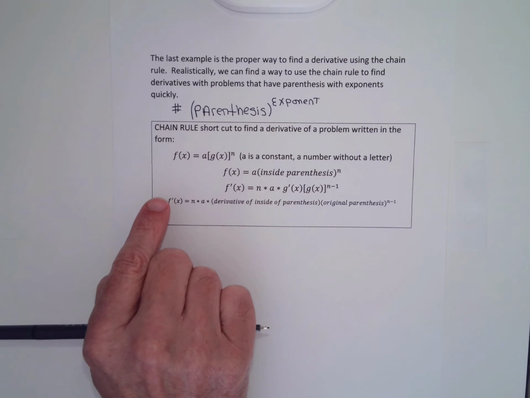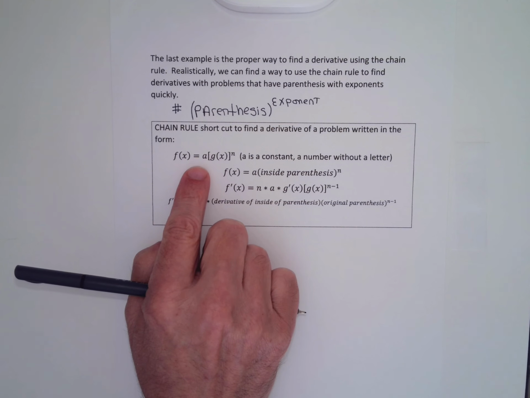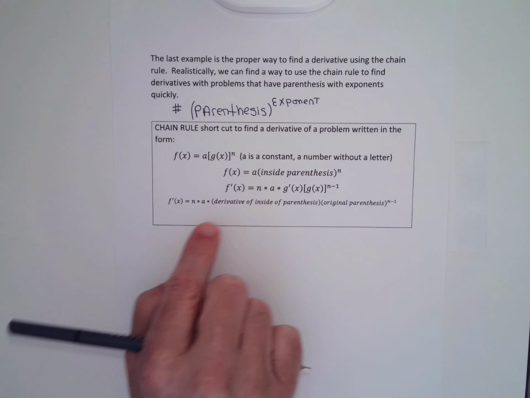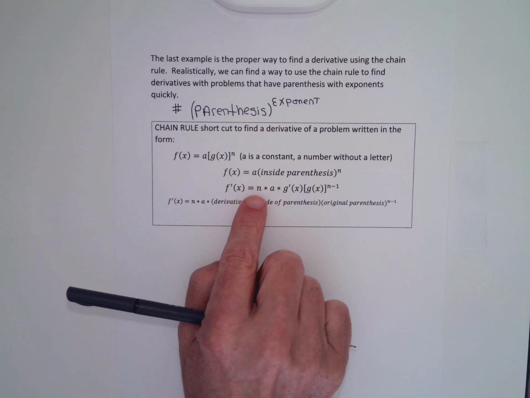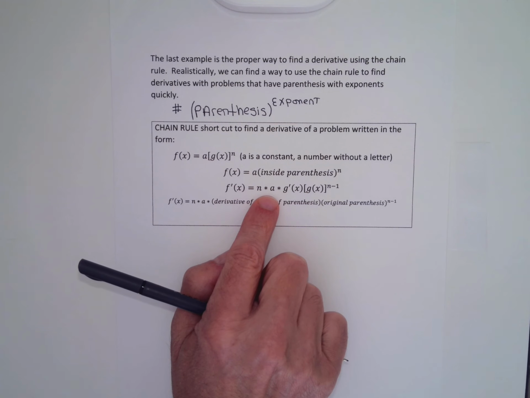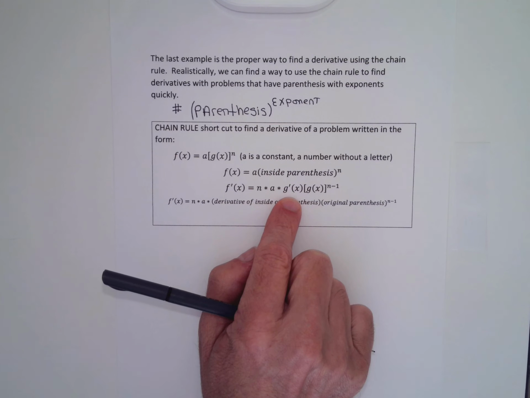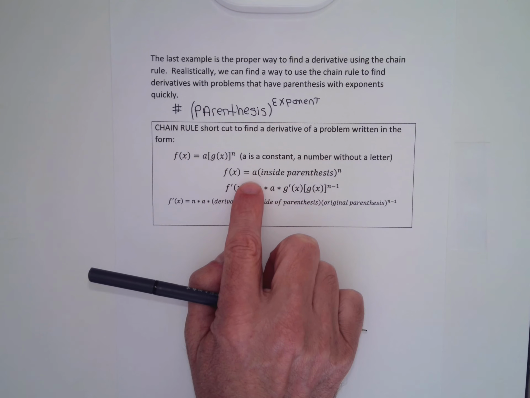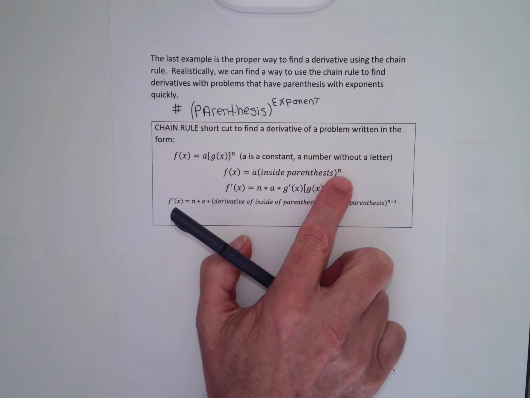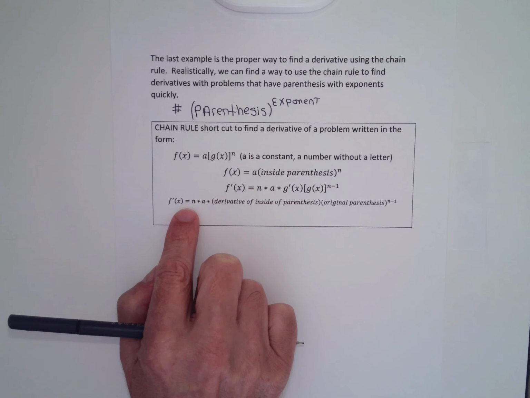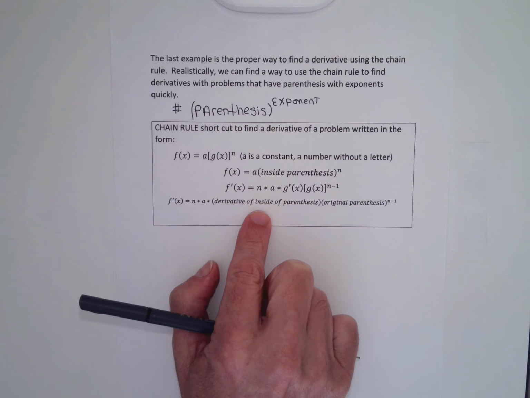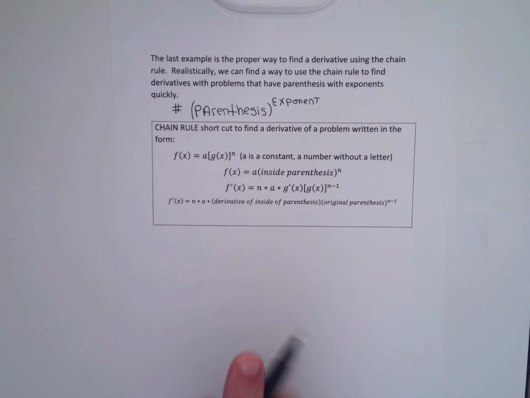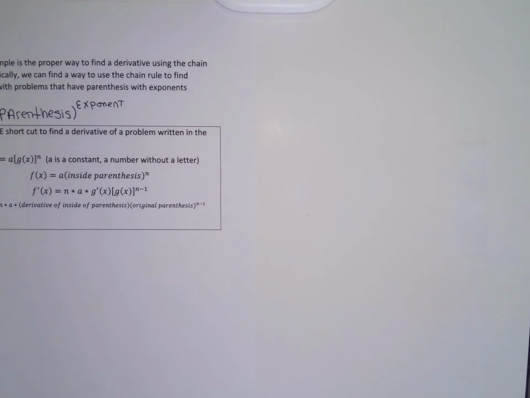So the chain rule basically says if I have a number without a letter times a function raised to the n power, usually in a parentheses, then the derivative is the exponent times the coefficient times the derivative of what's inside the parentheses times the original parentheses unchanged with the exponent lowered by 1. So if you have a number without a letter times a parentheses to an exponent, its derivative is the exponent times the coefficient times the derivative of whatever's inside the parentheses times the original parentheses with the exponent lowered by 1. Let me show you what I mean by doing an example.